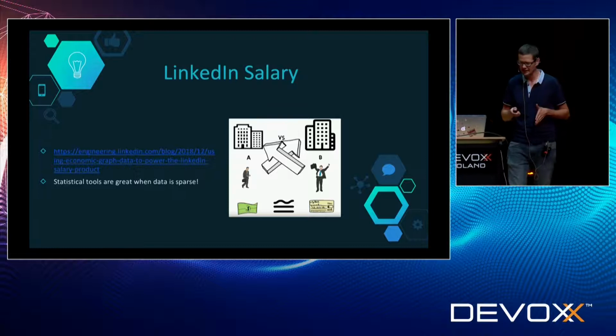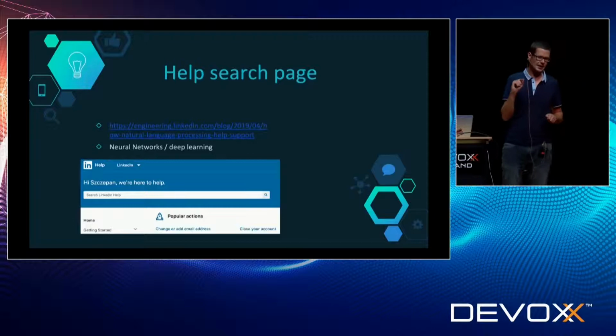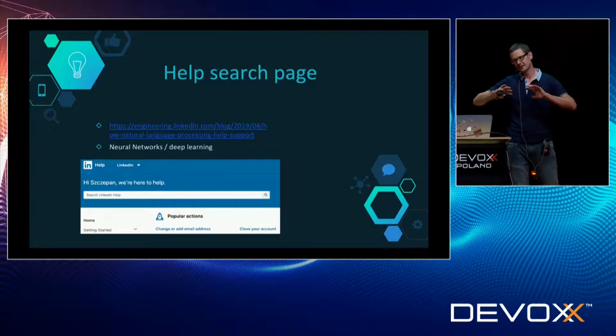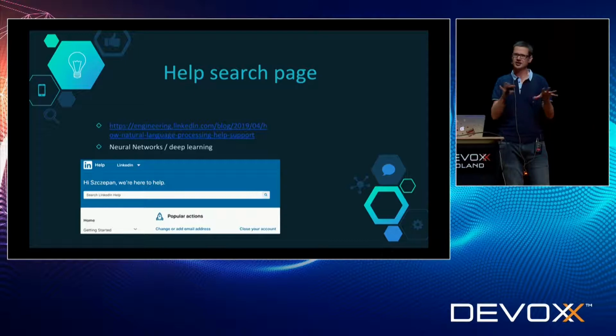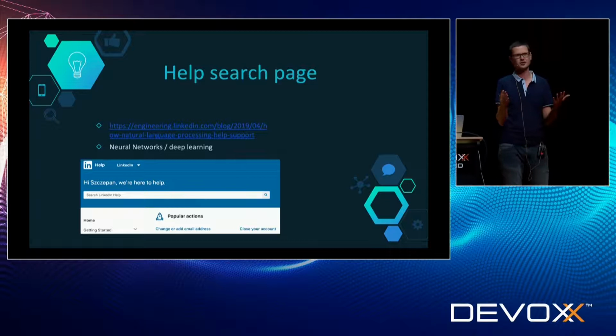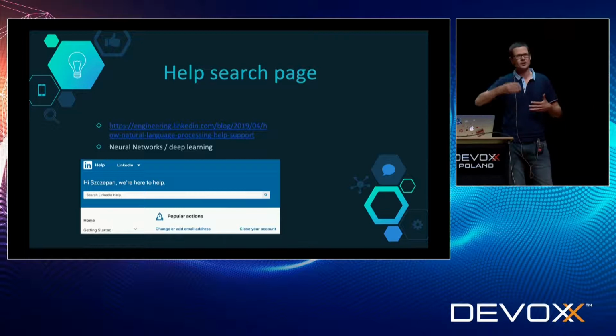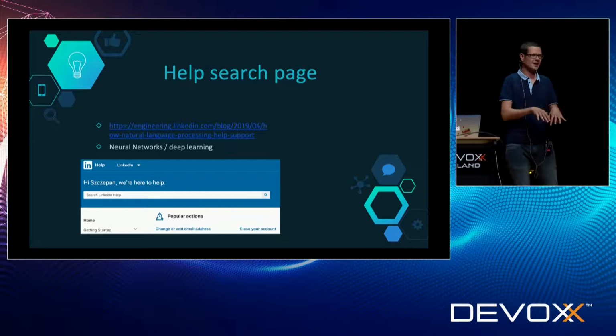Finally, I want to talk a little bit about the help search page, where we leverage neural networks and deep learning. The way it works is that LinkedIn has over 600 million members now, and sometimes folks don't know how to do certain things on the site, so they will go to the help page and read something, but if they don't find useful information, they will just contact support. And that's not really a good experience. Moreover, it's costly for us because there has to be a human to answer that support request.